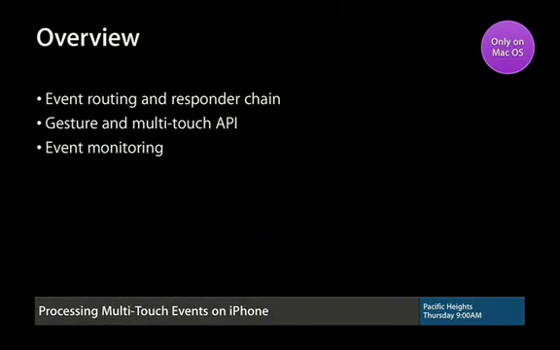We've got a lot to talk about today, and it's going to run the gamut of some beginner stuff and some intermediate stuff and some more advanced stuff. We're going to talk about event routing in a Cocoa application, which means we're also going to spend a fair amount of time talking about the responder chain. And we're going to talk about the new gesture API that we have, along with the new multi-touch API that we're introducing in Snow Leopard.